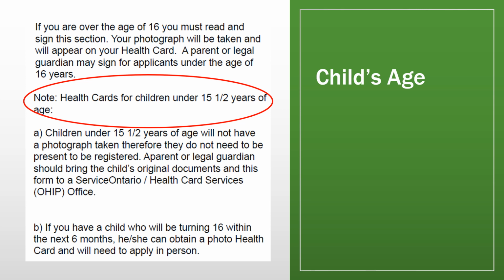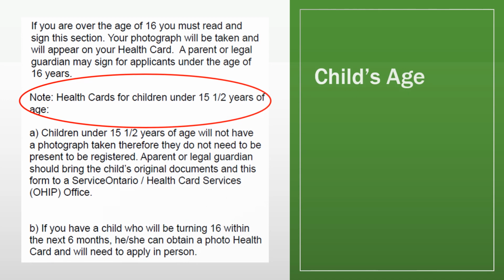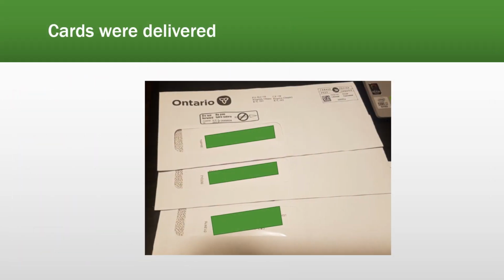Unlike that, if your child is below 15 and a half years of age, you can personally apply for them, as the guardian or the parent. Just also bring with you the birth certificate of your kids. Okay, after I think 9 days, we were able to receive the OHIP cards.